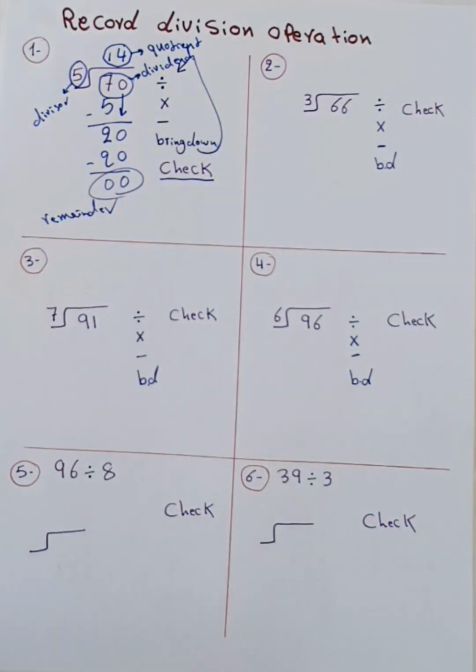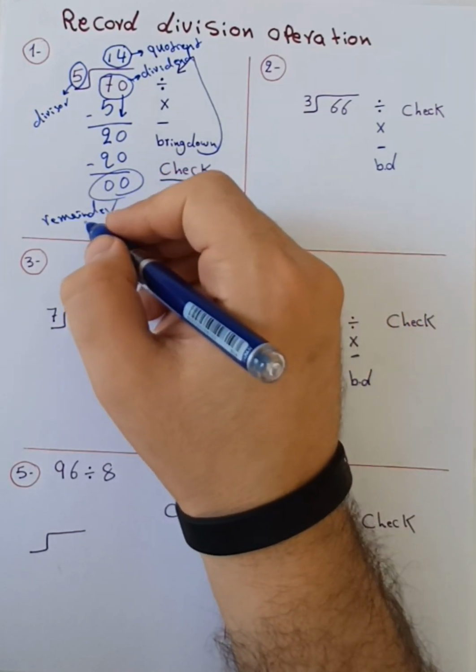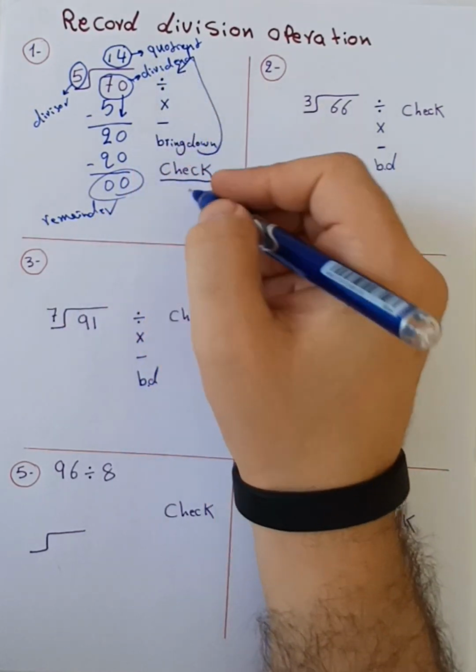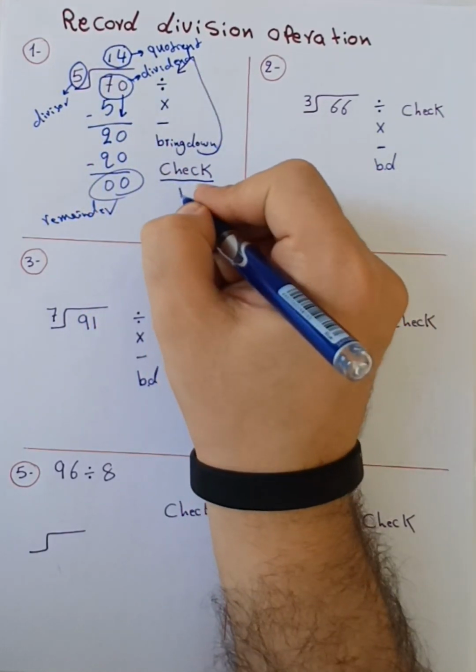For the check step, in the check step, we're gonna know if our quotient is correct or incorrect. In the check step, we have to multiply the divisor by the quotient and then add the product with the remainder. So for the check step, you have to multiply the divisor by the quotient.